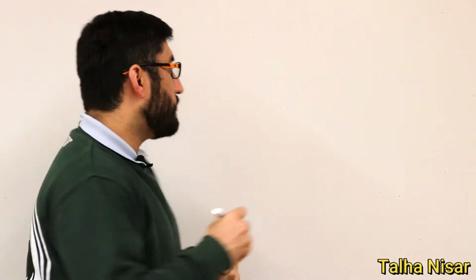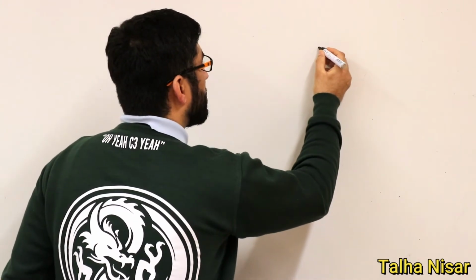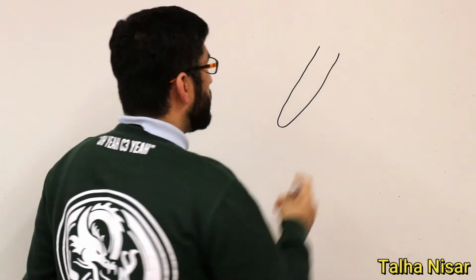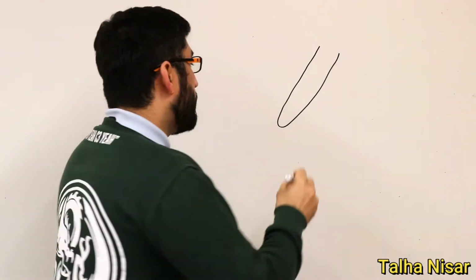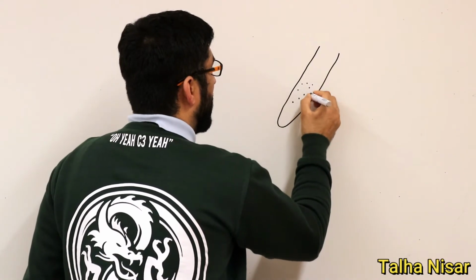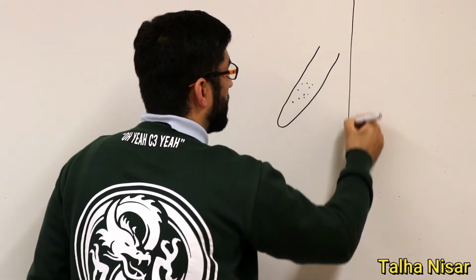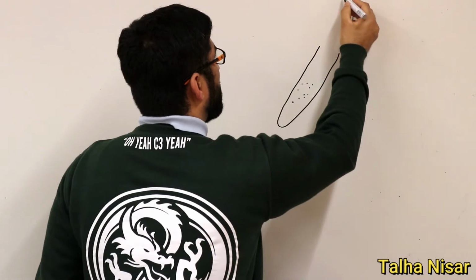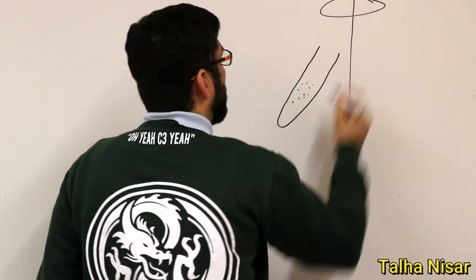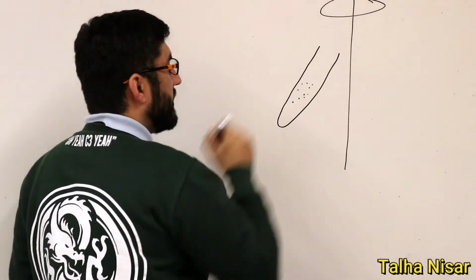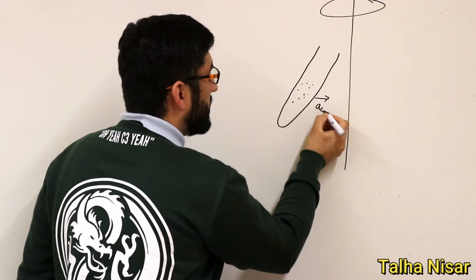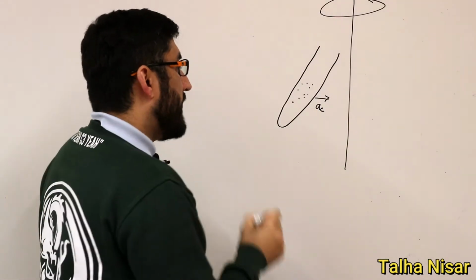So we have this tube which is like this. This tube you just saw in the lab has some liquid, and the liquid has a lot of particles, and this is the axis of rotation. So it is spinning like this. This is omega, and since this is spinning, there will be a centripetal acceleration.